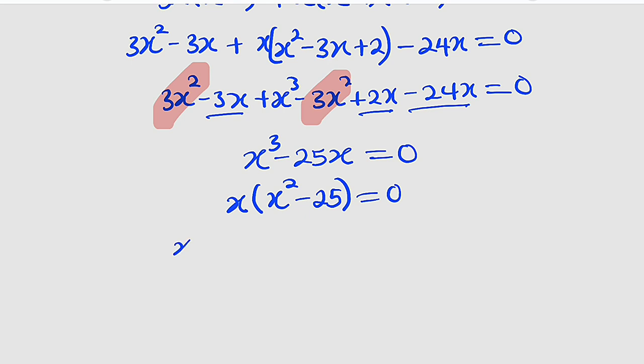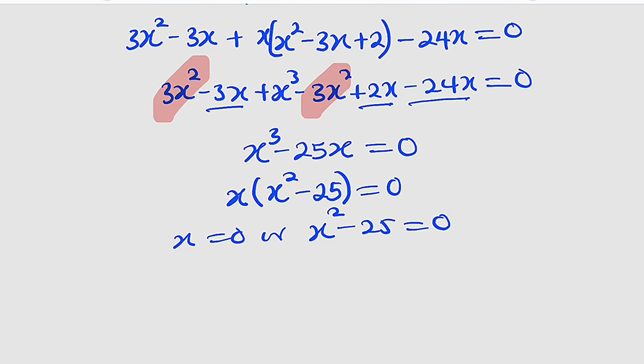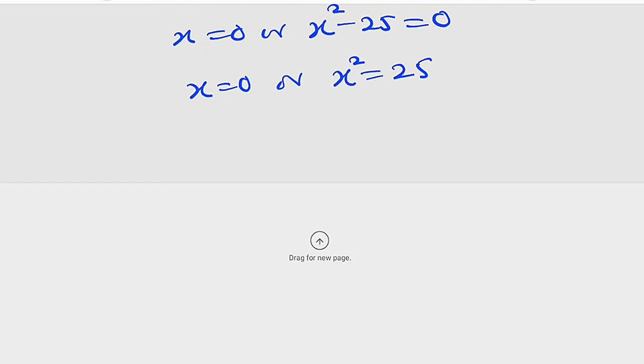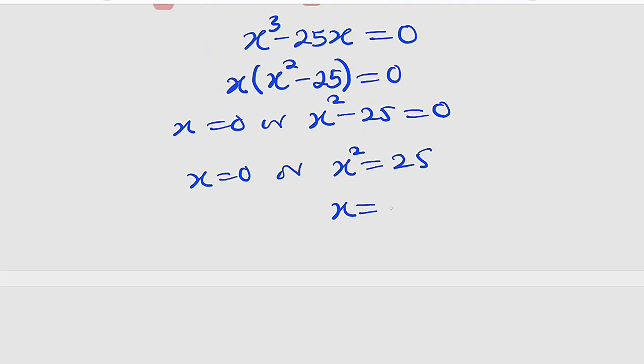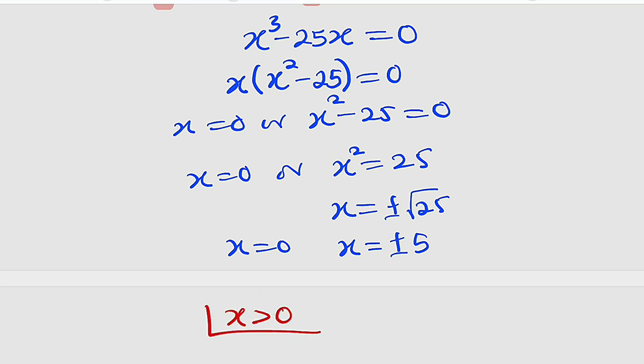Now we have two factors, either the first one equals 0 or the second one equals 0. This one is already 0, but for this one we can see that x squared is equal to 25. You take the square root of both sides, so that x would be equal to plus or minus the square root of 25, x equal to plus or minus 5. So we have x equal to 0, x equal to 5, or x equal to negative 5. But what can you remember? They said that x is positive, meaning greater than 0.